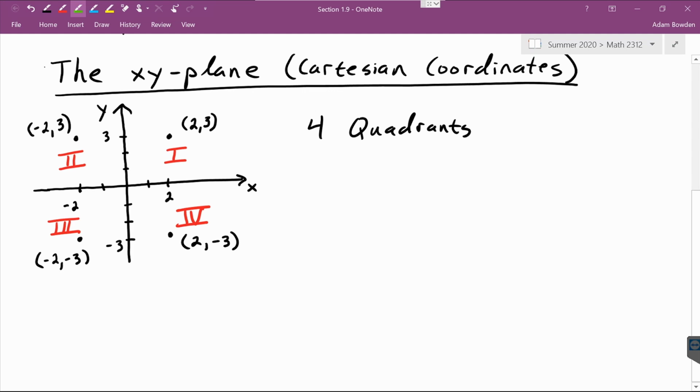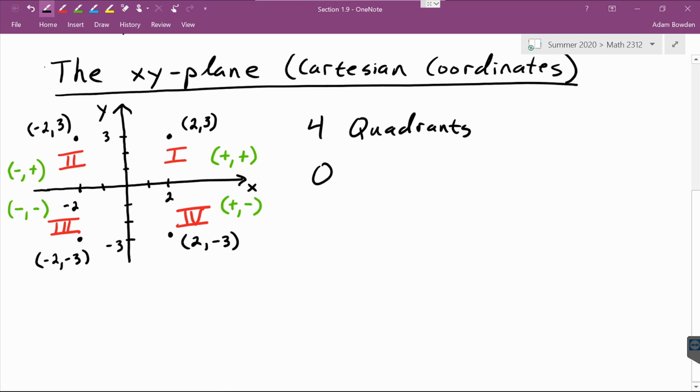For instance, in the first quadrant, we see x is a positive number and y is a positive number. But in the second quadrant, x is negative, y is positive. In the third quadrant, they're both negative. And in the fourth quadrant, x is positive and y is negative.